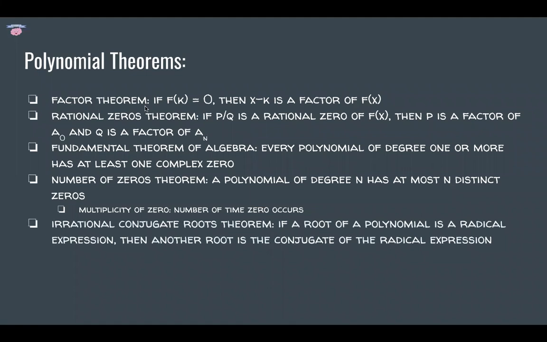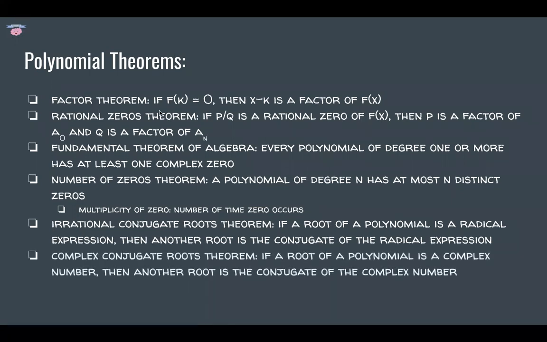The irrational conjugate roots theorem. If a root of a polynomial is a radical expression, then another root is the conjugate of the radical expression. So if I knew that root 5 minus 1 is a root, then negative root 5 minus 1 is also a root. Remember from our conjugates lesson, I believe that was one of the first two Algebra/Precalculus lessons.